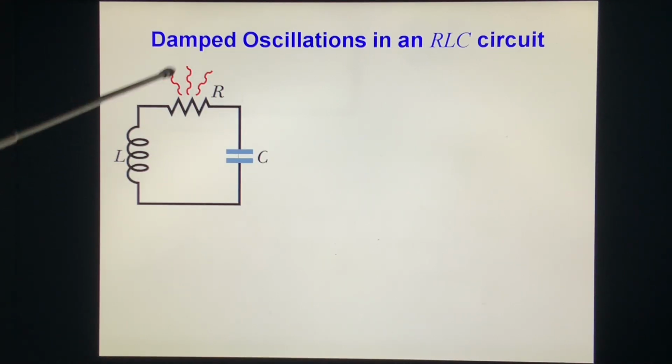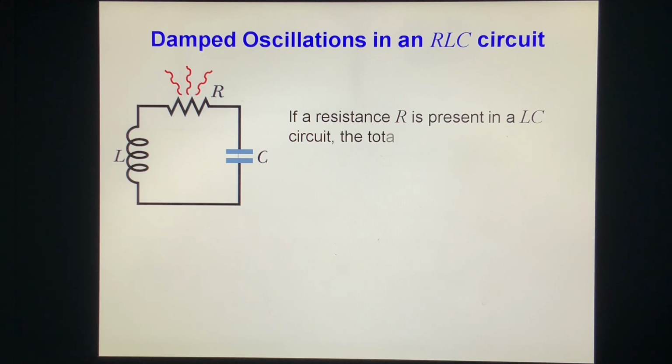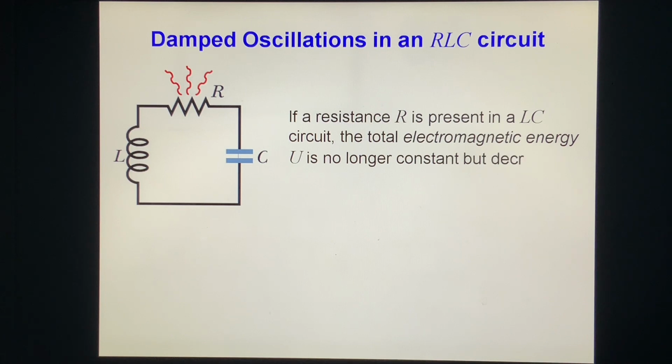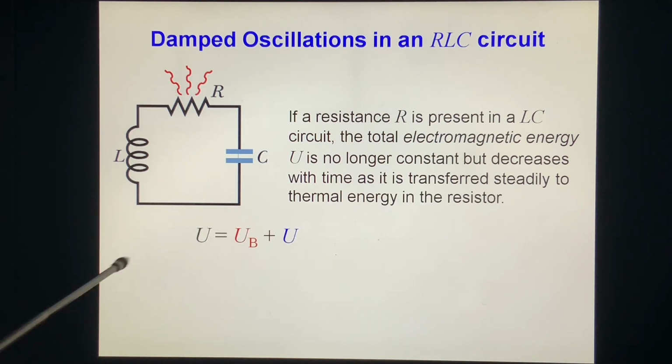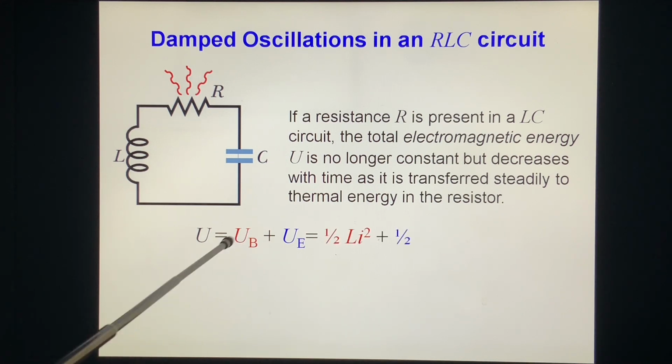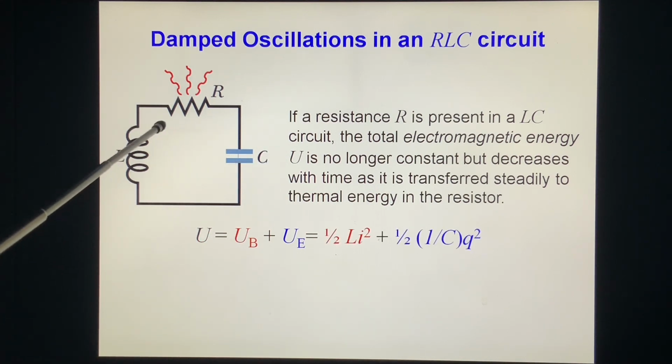Damped oscillations in an RLC circuit. Now we connect a resistor between them. If a resistor R is present in the LC circuit, the total electromagnetic energy U is no longer constant, but decreases with time as it is transferred steadily to thermal energy in the resistor. So, this is total U. They are not constant. Okay? We say dU/dt.